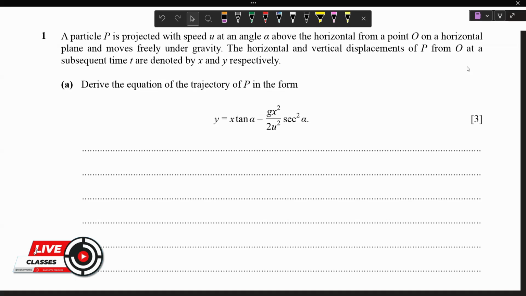All right. So in this particular case, we have a horizontal plane, or horizontal ground, and a particle that's been projected with a speed u. So it's been projected maybe like this, and it's at an angle alpha above the horizontal, according to what they say. And we have been told that it's from a point O, and the particle will move freely under gravity.